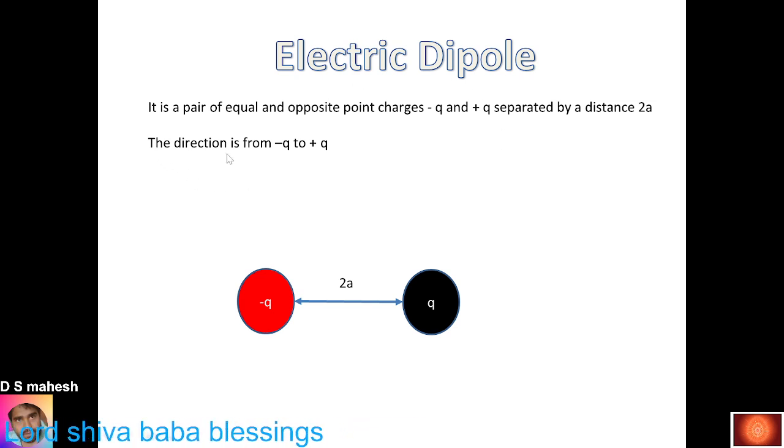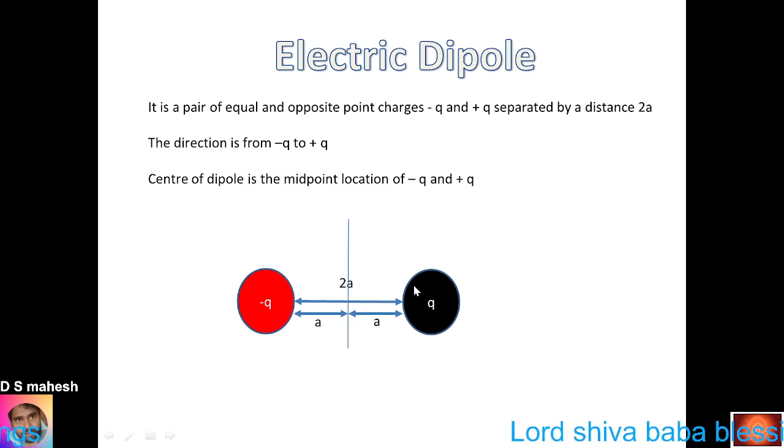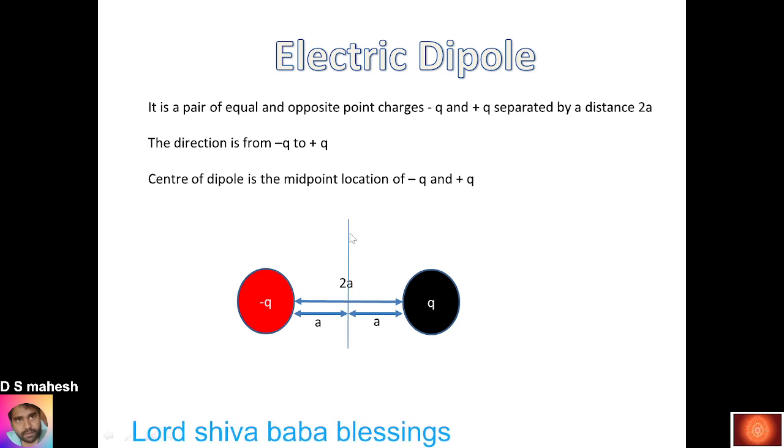Then the direction of the dipole is from minus q to plus q. The center of the dipole is the midpoint between minus q and plus q. So this is the center of the dipole.